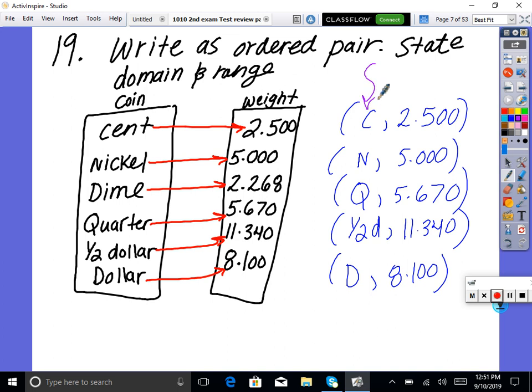Well, this is the domain. X values are the domain. So instead of listing it out, I'm just going to verbally state it. Our domain is cent, nickel, dime, quarter, half dollar, and dollar. And our range is our Y values, always. So our range is our output, which is the weight: 2.5, 5.0, 5.67, 11.34, and 8.1.